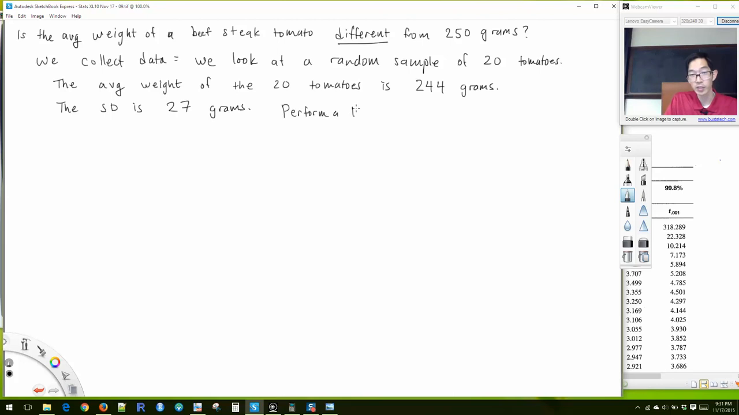Okay, so we'll say perform a hypothesis test to see if we have evidence that the average weight of beefsteak tomatoes is different from 250 grams.